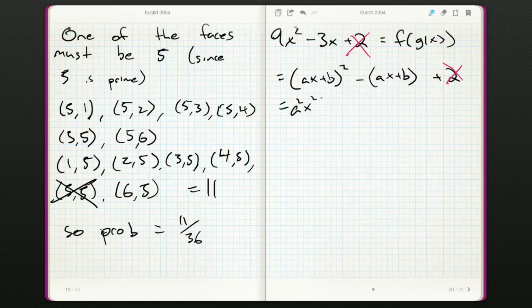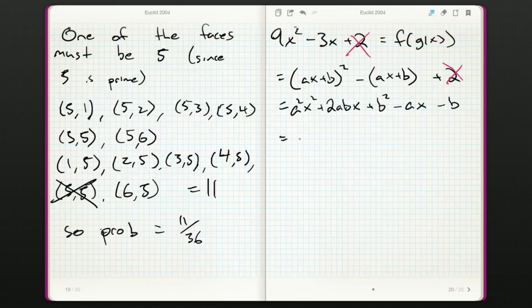A squared x squared plus 2abx plus b squared. Be careful with the minus sign. It does have to go over both of them. Alright, so this has to match up. One of the first things that we can note is a squared has to be equal to 9. But we'll deal with that in a moment.